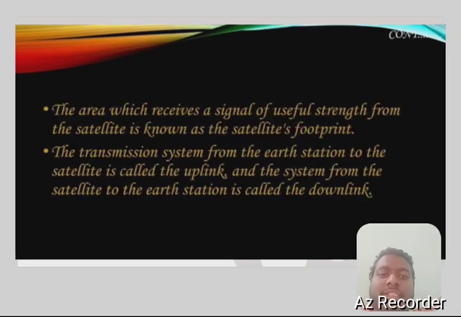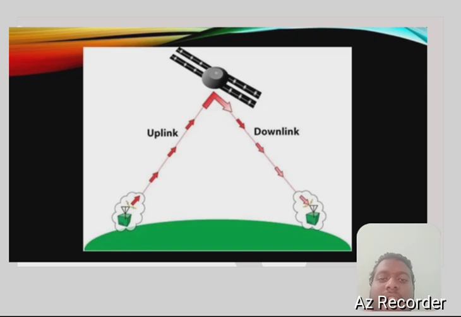The area which receives a signal of usable strength from the satellite is known as the satellite footprint. The transmission from the earth station to the satellite is called uplink, and the transmission from the satellite to the earth station is called downlink. This is the uplink and downlink: from transmitter to antenna is called uplink, and from the satellite to receiver is called downlink.